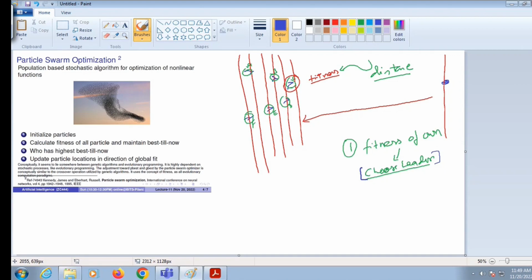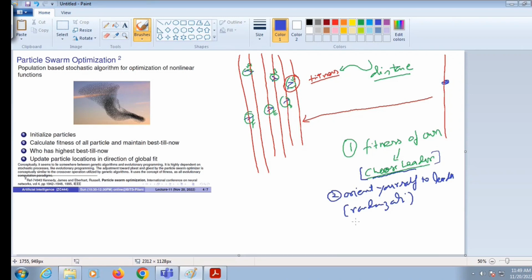Okay, so choose the leader, because now you know how fit everybody is. So then you can find out who is the leader. You find out the leader, and then orient yourself to the leader. Of course, there is some randomization also, because sometimes they don't like his face. They do some kind of randomization. So everybody orients in that particular direction.